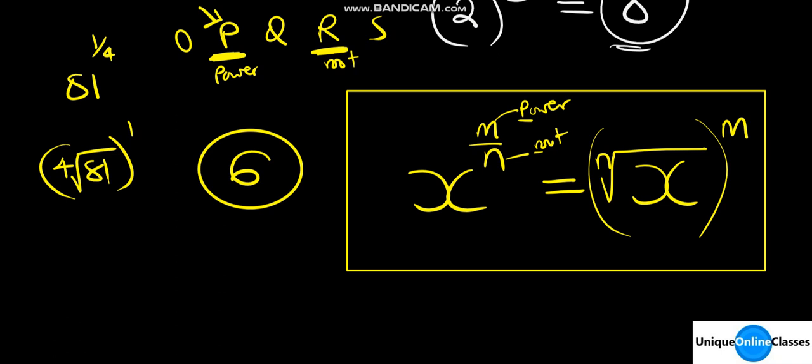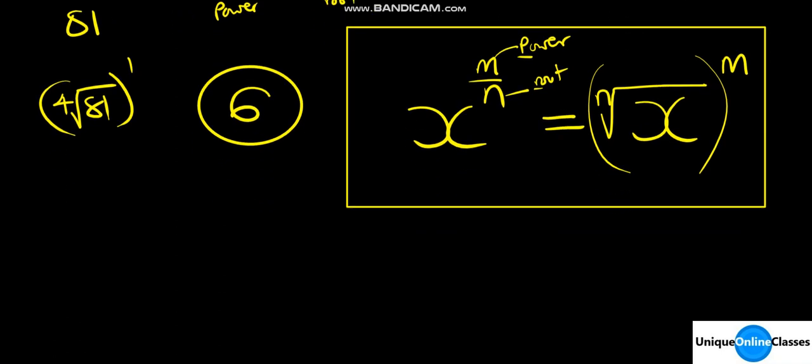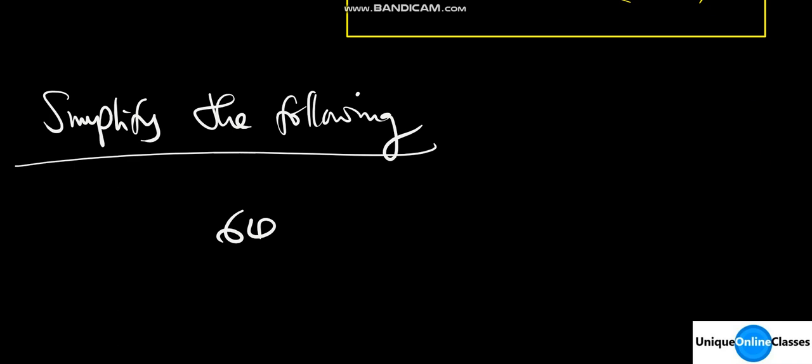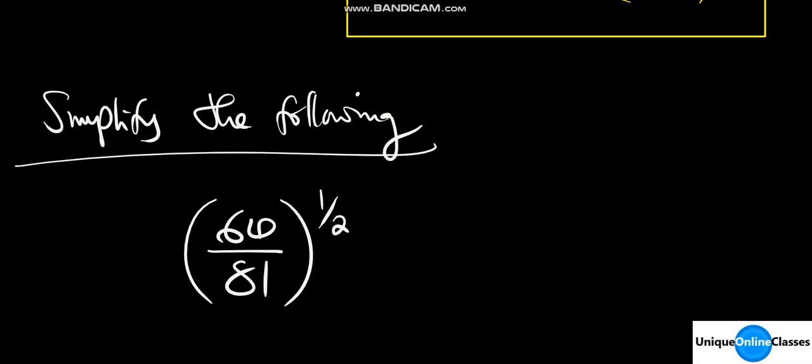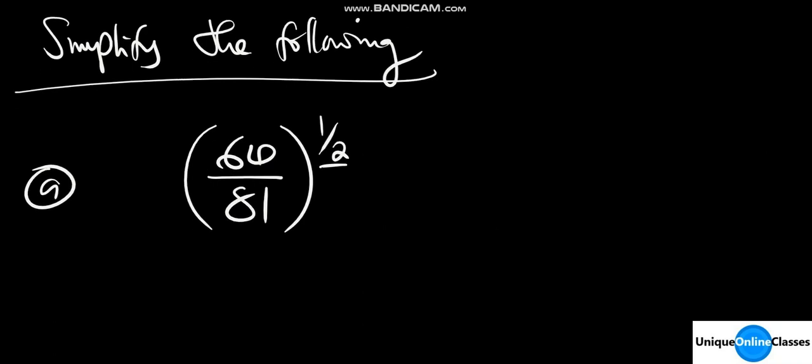I think now we can start simplifying exponential expressions. How do we simplify? Let's see our first example. Simplify the following. We have 64 over 81 raised to the power half as our first equation. How do we simplify that one? With the half, it is the same as a root.